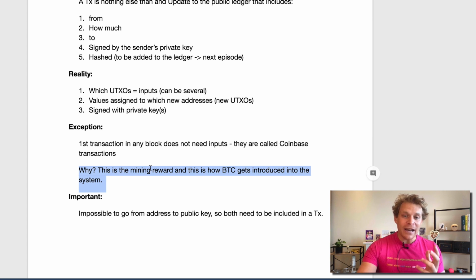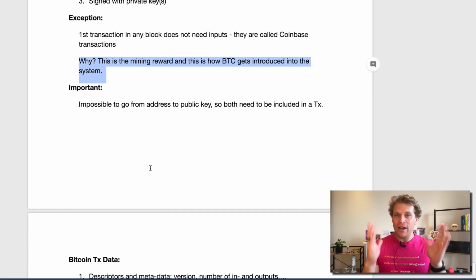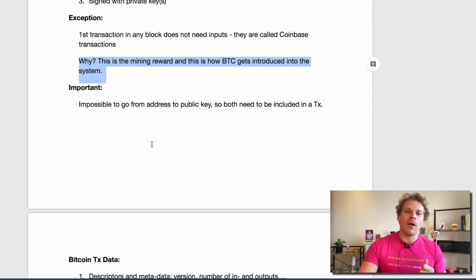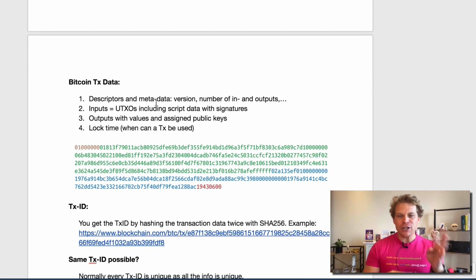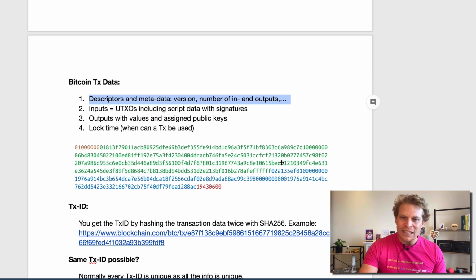Now, here is what is, of course, very important. You cannot go from a Bitcoin address to the public key, so you need to include both in a transaction. So let's have a look at what this looks like. We have pretty much those four things in a transaction, in the so-called transaction data. We have a version number, which is basically the metadata descriptors. We have the inputs. You can see those here as the greens. For example, here you can see an input all the way here.